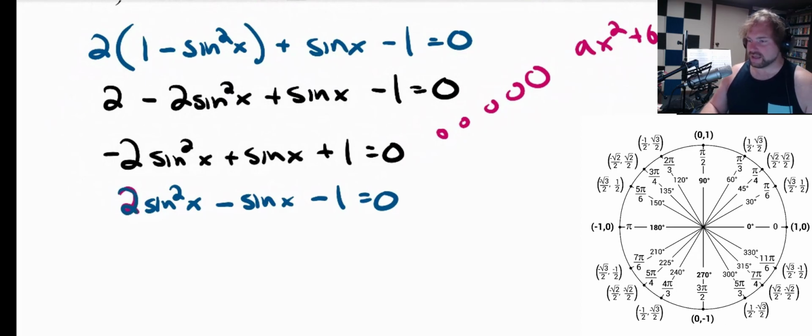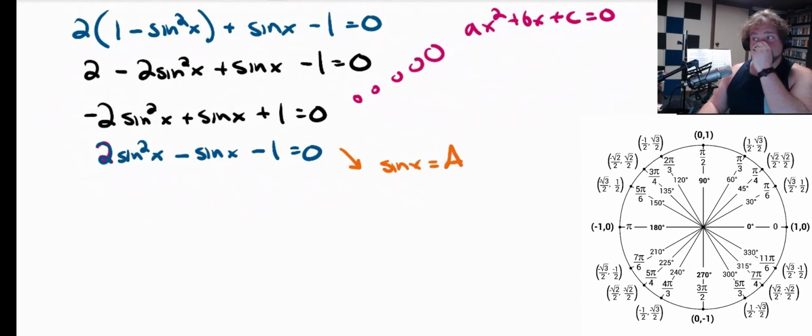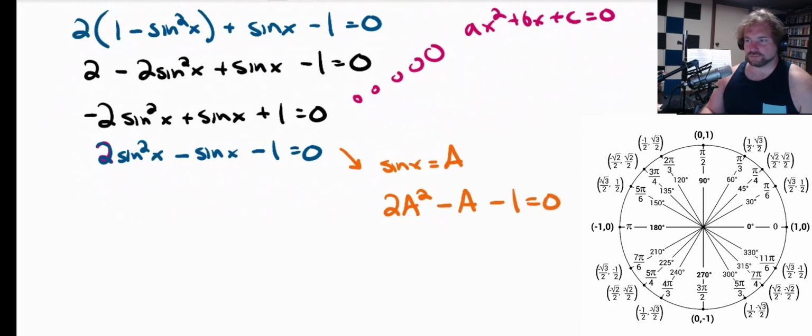Now, if this looks strange to you, what might be helpful as a sidestep here is that I'm going to call the sine of x, I'm going to call that a. Big capital A. And what that does is I can rewrite the problem like this. What you have is 2a squared minus a minus 1 equals 0. And that might look a little more familiar to you, because what we're going to do in the next step is factor it like we would normally.